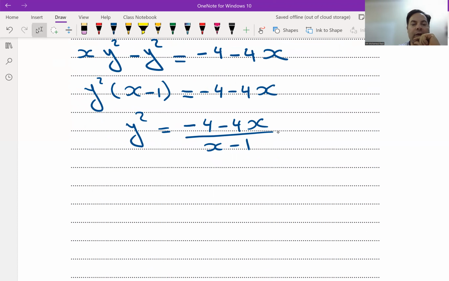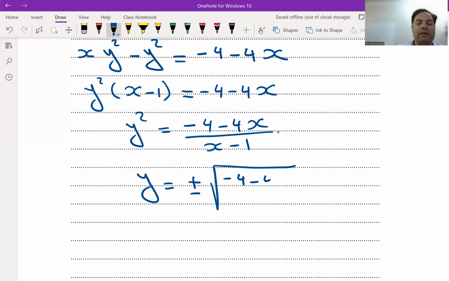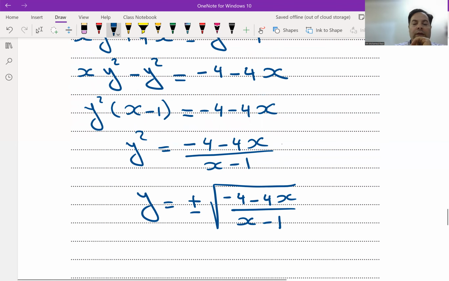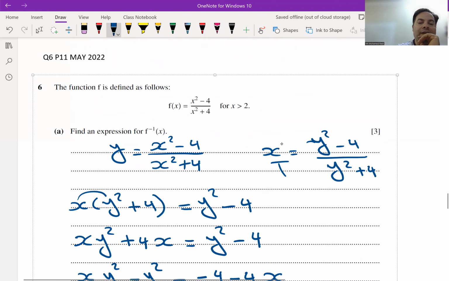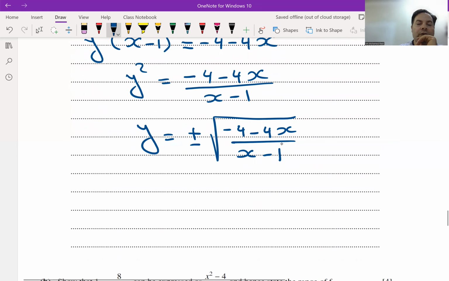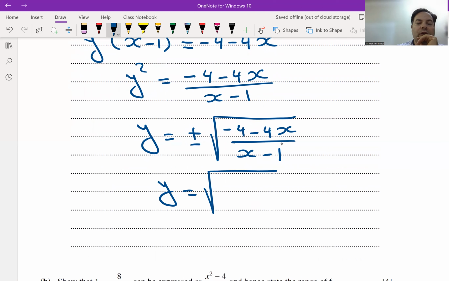If you look at the numerator, you can take 4 outside, you can rearrange and write x first. You can keep it as it is. By taking the square root, y is equal to positive or negative square root of minus 4 minus 4x, all divided by x minus 1. But the domain of the function is written x more than 2, so use the positive value. So y is equal to square root of minus 4 minus 4x, all divided by x minus 1.